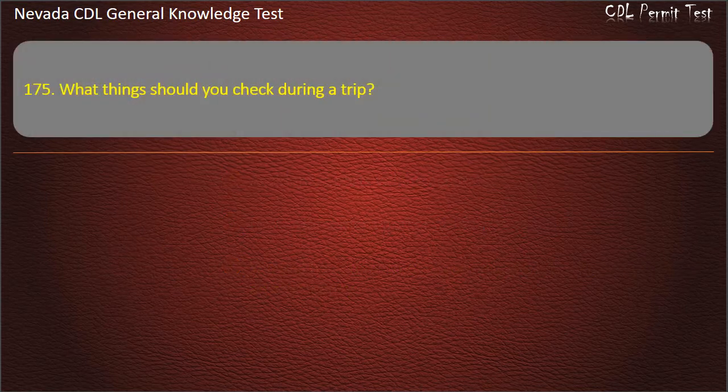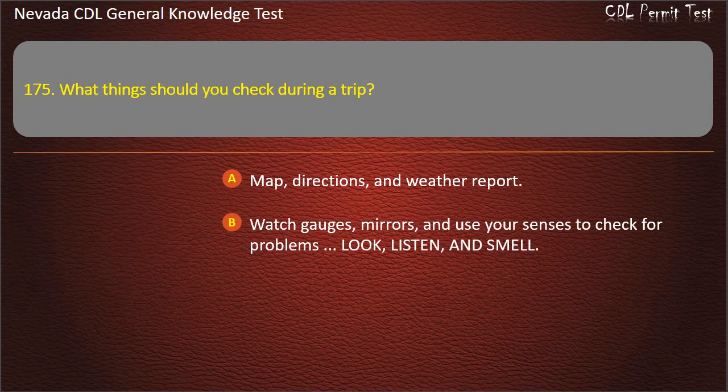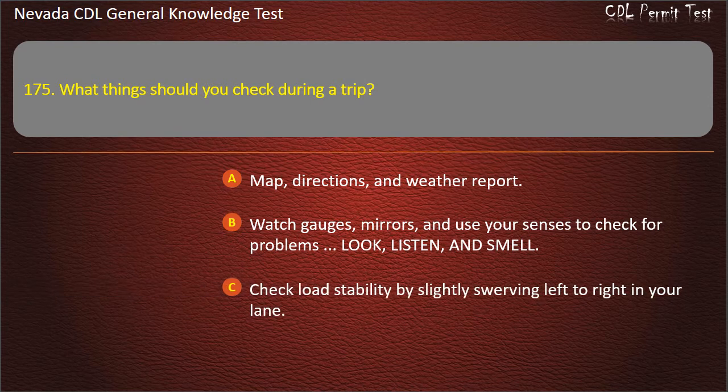Question 175. What things should you check during a trip? Map, directions, and weather report. Watch gauges, mirrors, and use your senses to check for problems. Look, listen, and smell. Check load stability by slightly swerving left to right in your lane. Answer. Watch gauges, mirrors, and use your senses to check for problems. Look, listen, and smell.